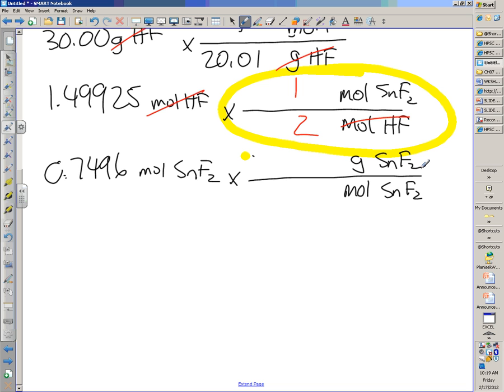So. Tin. Let me finish this. What's going to go on the bottom of this conversion factor? 1. 1 goes on the bottom because we're converting moles to grams of the same thing. Right? 1. Formula mass goes on the top.